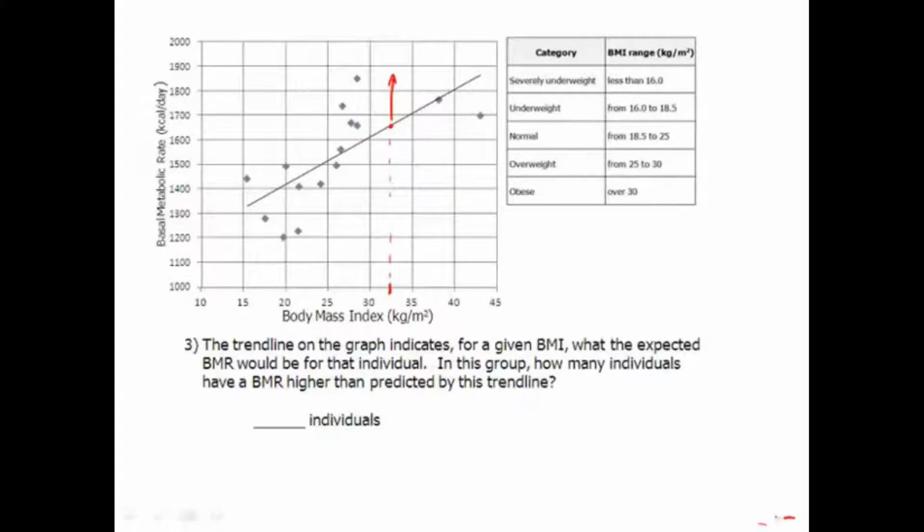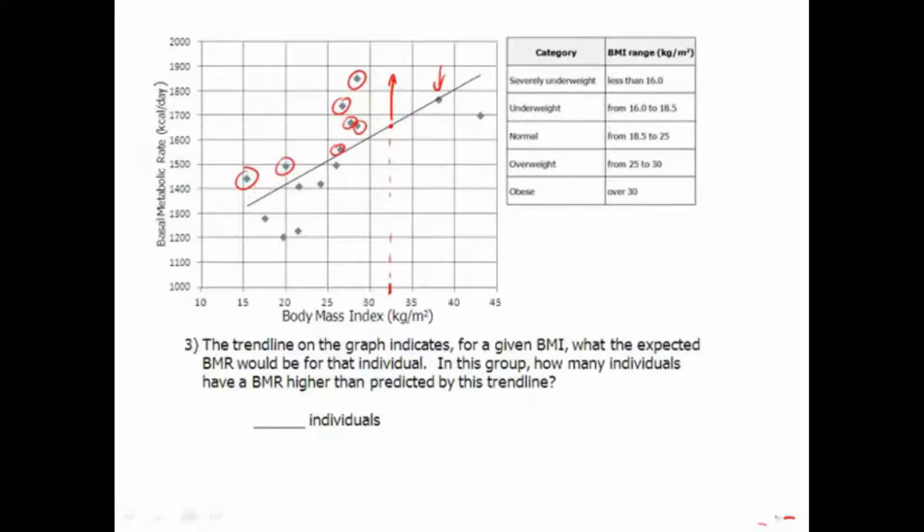So really, what this question is asking is, quite simply, how many dots are above the line? So this is just a matter of counting. We count 1, 2, 3, 4, 5, 6, 7 dots above the line.